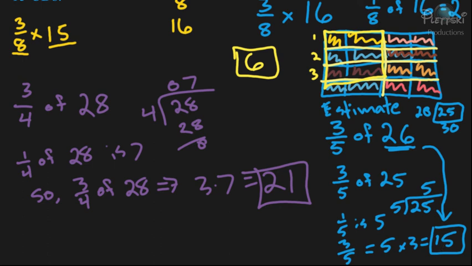And I hope this makes a little bit of sense for you. When you estimate a fraction times a whole number, you're going to want to change the whole number so that it's compatible with the denominator, and then you're going to solve from there.